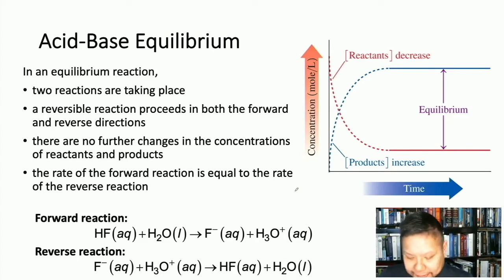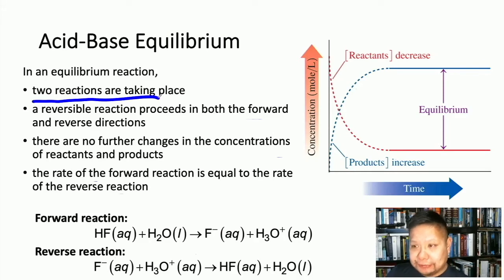So in acid-base equilibrium, we can track the concentrations of each and figure out at what point there's no more change. It stays at one. There's no more change going back and forth, and it stays at a constant concentration, right? So, in an equilibrium reaction, 2 reactions are taking place, right? There's the forward reaction, and then there's the reverse reaction, right?